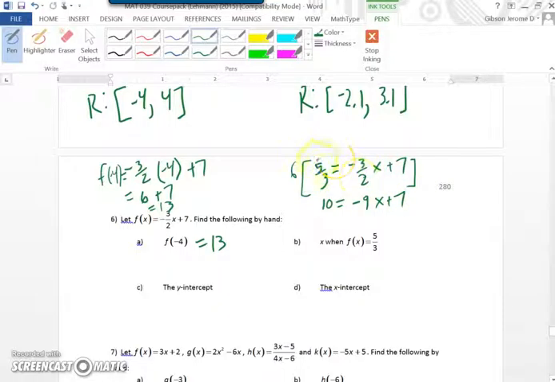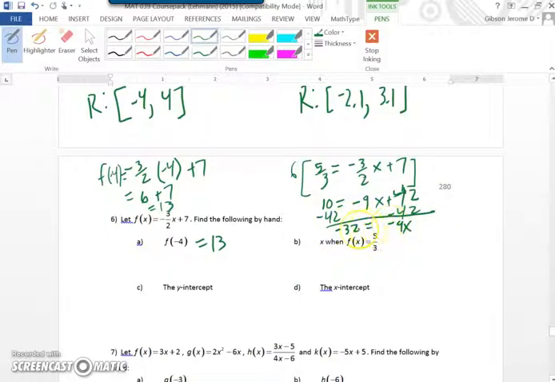Because it's supposed to be plus 42, because every value is supposed to be multiplied by 6. Okay, now we want to get x by itself. So we will subtract 42 on both sides. And this will give us negative 32 is equal to negative 9x.